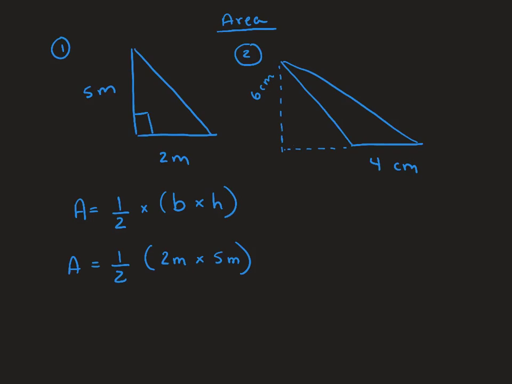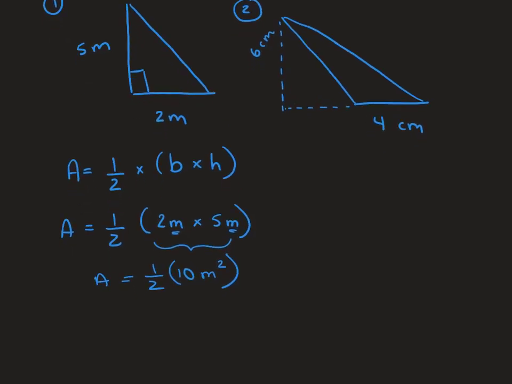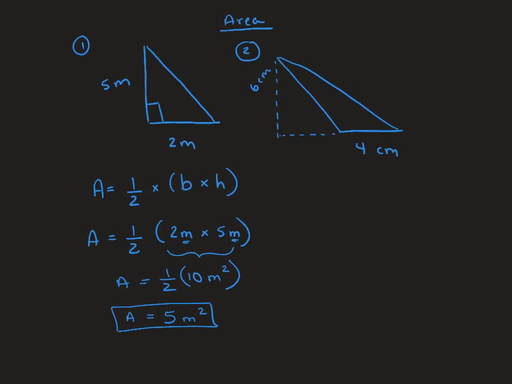Order of operations says to do parentheses first. 2 times 5 is 10. Meters times meters is meters to the second power. Then what's half of 10 meters to the second power? That's going to be 5 meters to the second power. All right. So Cooper, even though you said the answer out loud, you were right. It's 5 meters to the second power. Hopefully you all got to that.